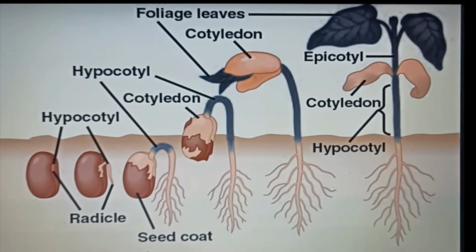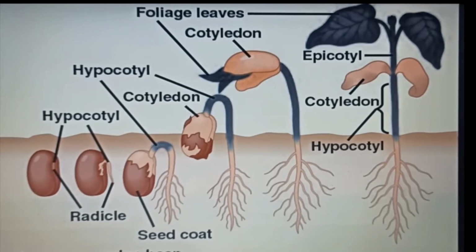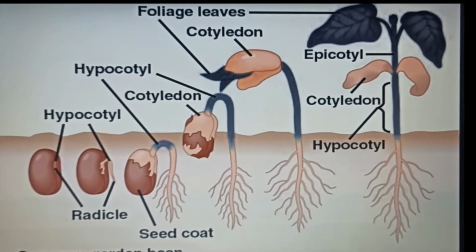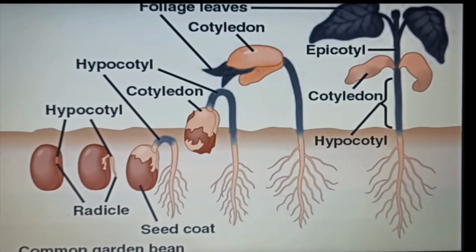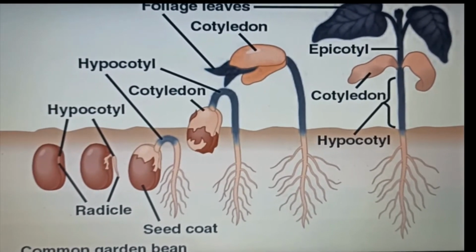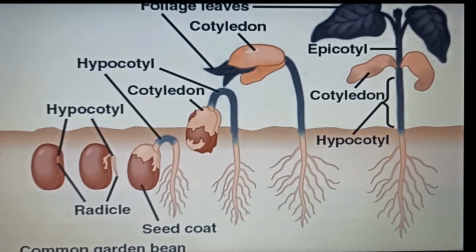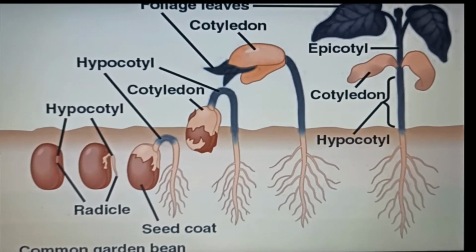Now I am going to explain germination in a garden bean. Put some garden bean seeds in moist cotton and place them in a petri dish. Germination occurs slowly, starting with the absorption of water. Now put this seed in soil.